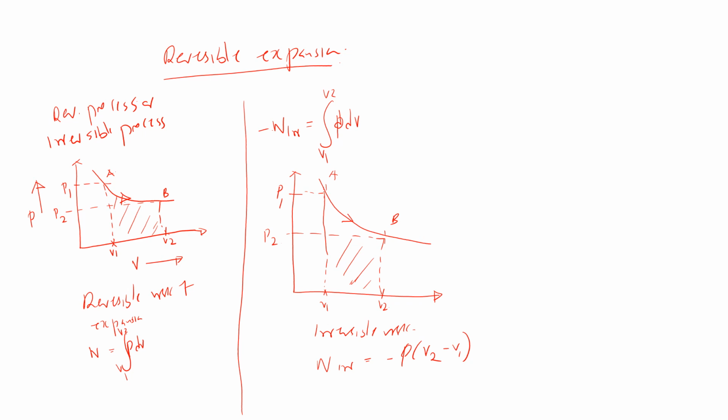So in both processes, the state of the system has changed from A to B, but the work done is much less in the irreversible expansion than in the reversible expansion. Thus, mechanical work is not a state function, as it depends on the path by which the process is performed rather than on the initial and final state. So it is a path function.